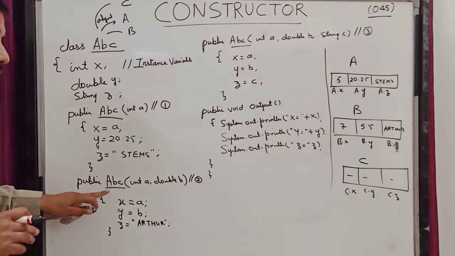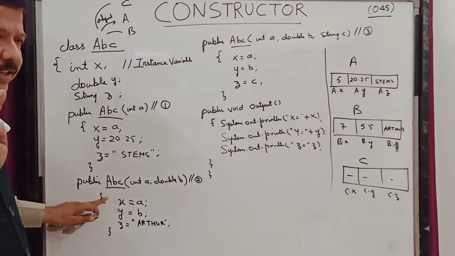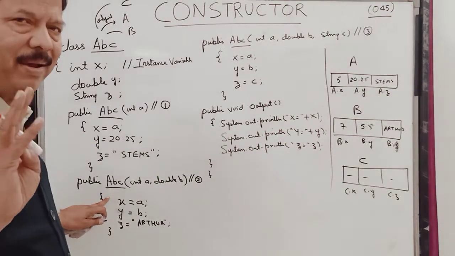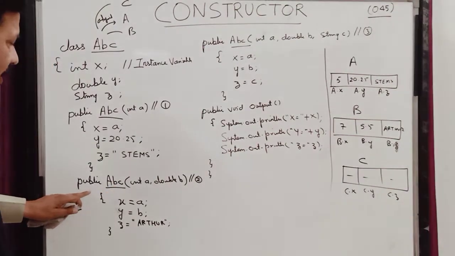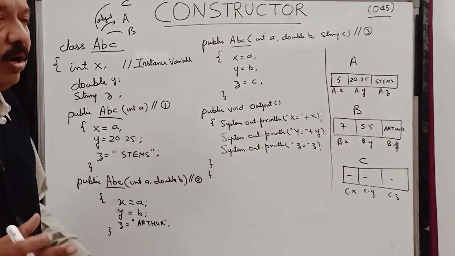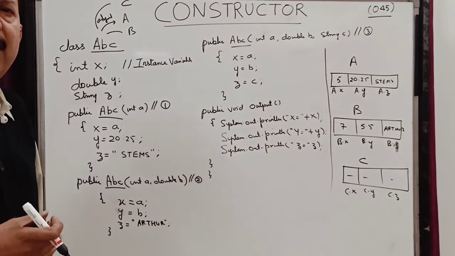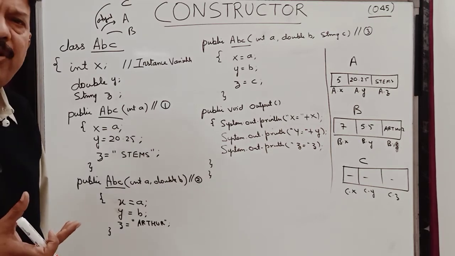So a constructor does not have any return type. Is it clear? The first feature is that a constructor has the same name as its class. The second feature is that a constructor does not have any return type because it is not performing any task. It is just initializing values to the objects at the time of creation of objects.